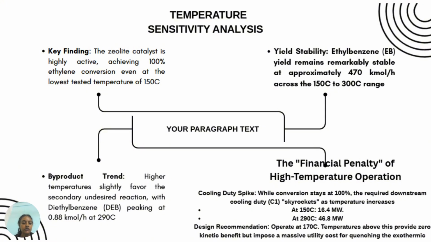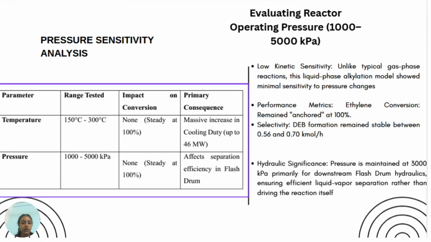So this was our temperature analysis, and when we move into the pressure sensitivity analysis, we evaluated the effect of reactor operating pressure between 1000 and 5000 kilopascals. In many gas phase industrial reactions, pressure is a major driver of kinetics. However, our specific model showed remarkably low sensitivity to pressure changes within this envelope.